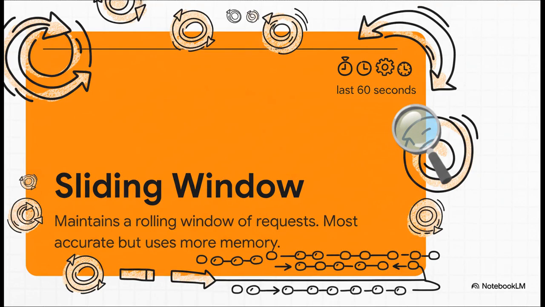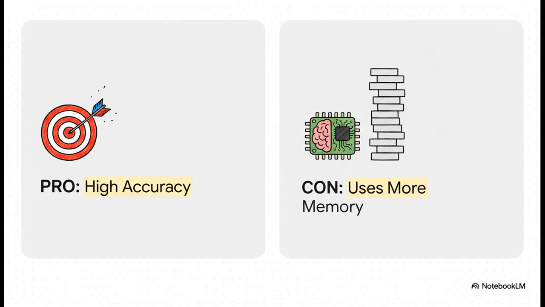Next up, we have the sliding window. Now this one is a bit more sophisticated. Instead of those hard fixed intervals, it maintains a rolling window. So it's always looking at only the requests you made in the last 60 seconds from this very moment. It gives you a much smoother request rate. The big win here is accuracy. It is by far the most effective way to enforce a rate limit, and it totally prevents those weird edge case bursts we just talked about. So what's the trade-off? Well, it has to keep track of the timestamps for every single request, so it does use a little bit more memory.